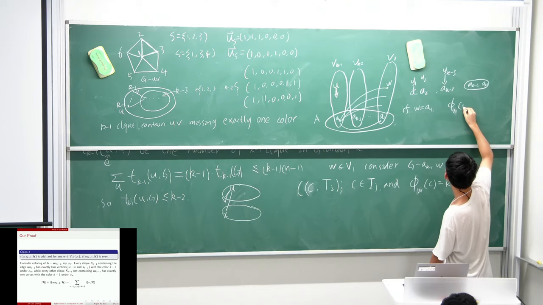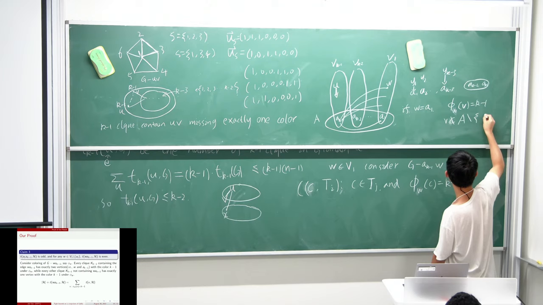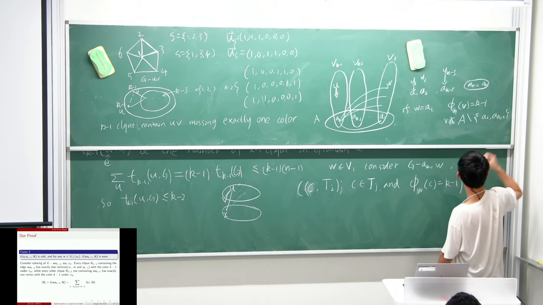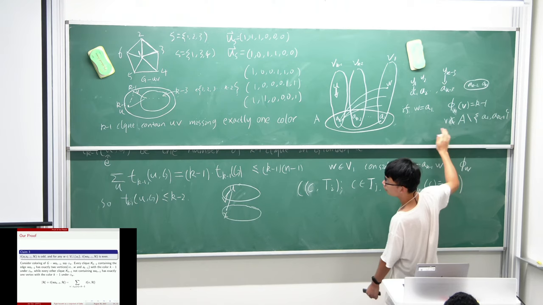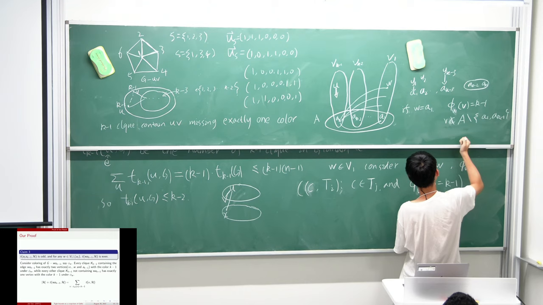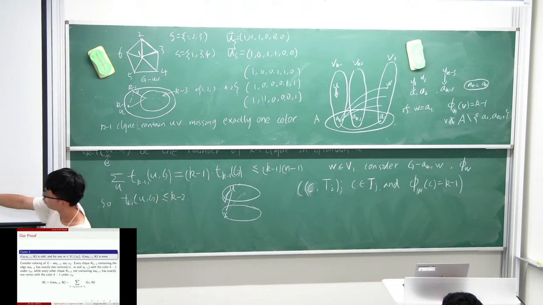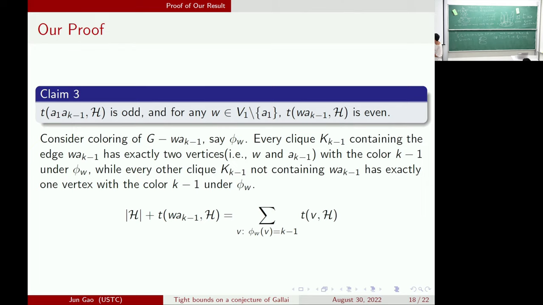This vertex is V. We know V can't belong to this set, because this set of vertexes is adjacent to A1 and A_{k-1}. So they can't have the same color as A_{k-1}. So this means when W is A1, we only have T_{A1} odd and the others even. This is what we wanted.